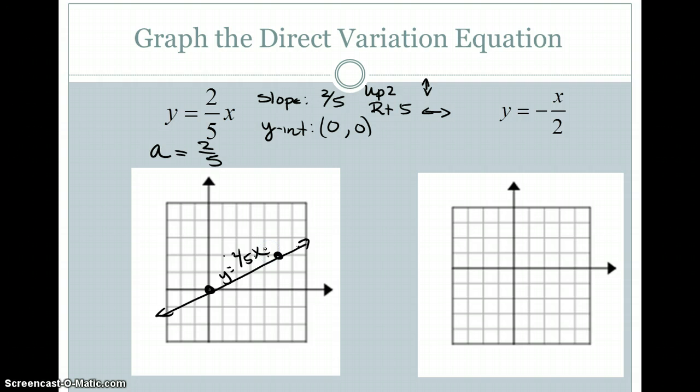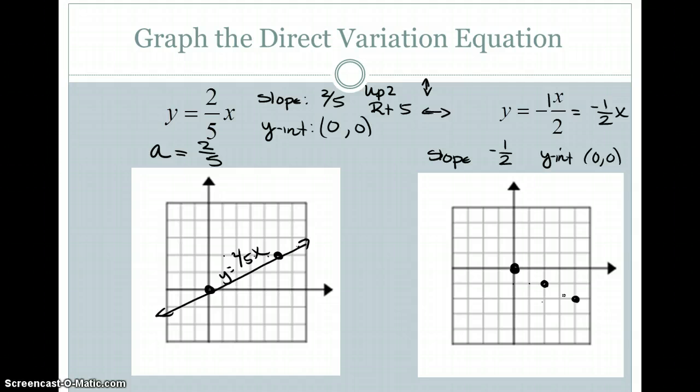The next one looks a little bit different, but it's really not that deep. Another way to look at this is negative 1 over 2x, because remember, if they don't give you a number there, it's just a 1. So I can tell now that my slope is negative 1 over 2, and my y-intercept is always going to be 0, 0. Because it's negative, I'm going to go down 1 and right 2. There's only one negative sign, so I'm not going to go left. Down 1, right 2.